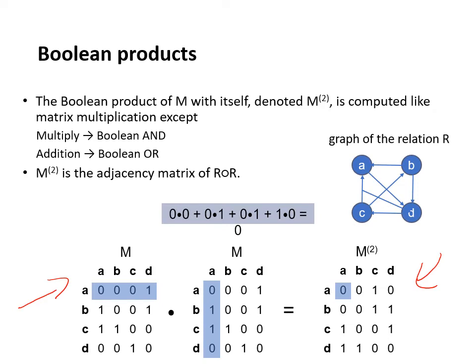And this is how the Boolean product of matrices works. So remember, multiplication is AND, addition is OR. It's actually really easy to do this. And the same as before, you're multiplying rows with columns. Okay.